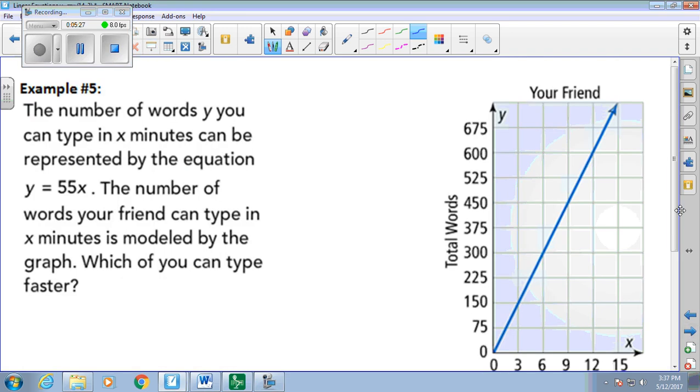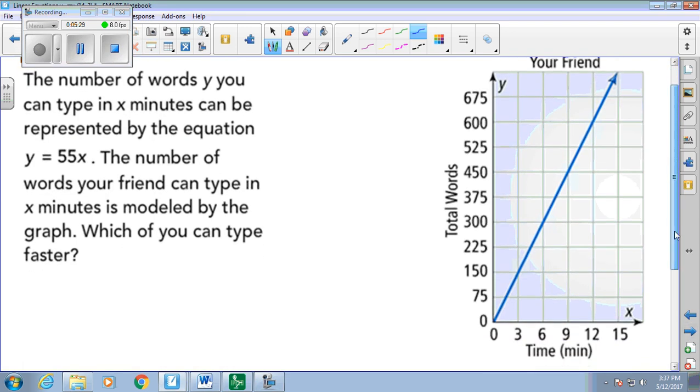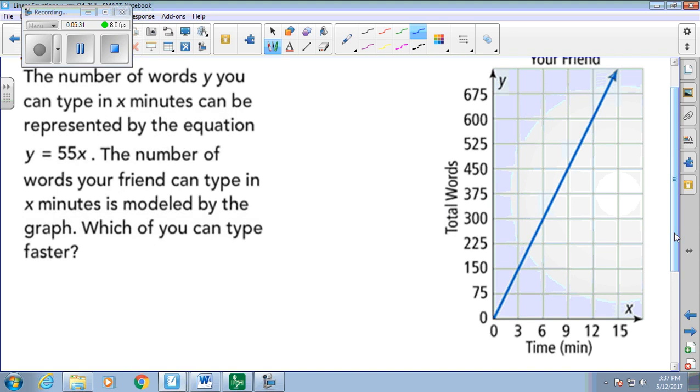Question number 5 says that the number of words y you can type in x minutes can be represented by the equation y equals 55x. The number of words your friend can type in x minutes is modeled by the graph. Which of you can type faster? They're giving us two pieces of information, one about you and one about your friend, which is from the graph.